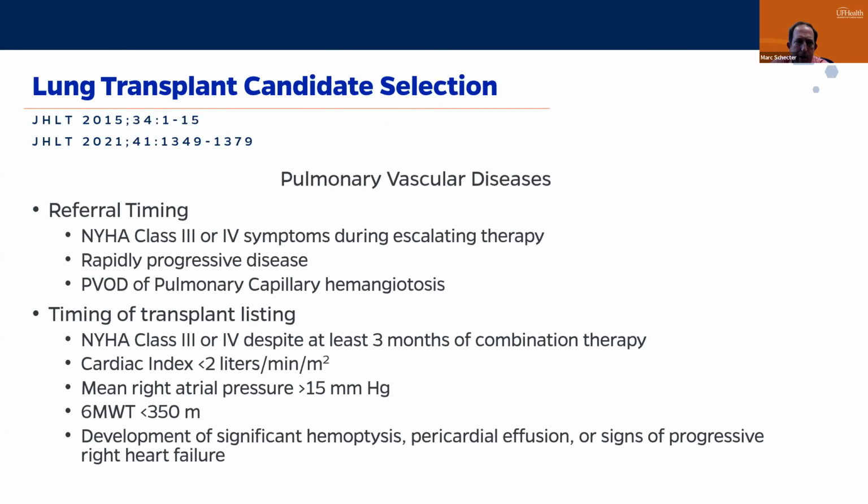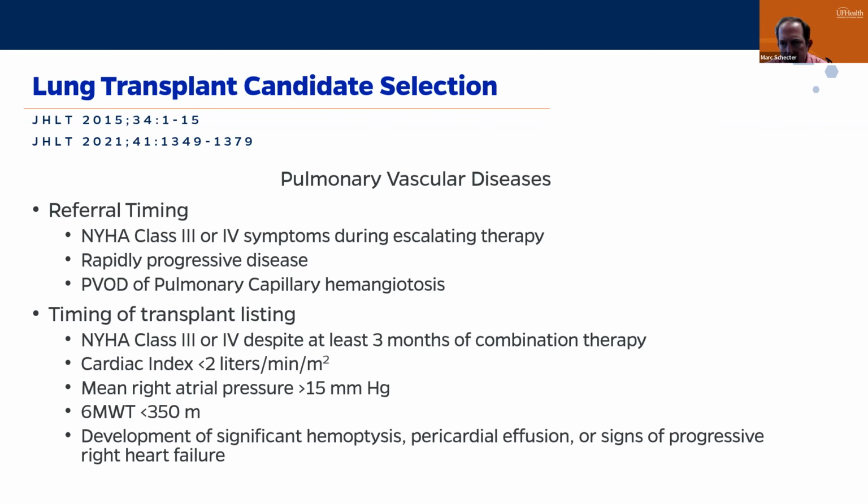So when we look at these specifically pulmonary vascular diseases, these are the kind of clinical things that we're looking at from referring physicians as far as when to refer: that they have Class 3, Class 4 symptoms, that even when they're escalating therapies, they're having rapidly progressive disease, or they have very specific diseases such as PVOD or PCH. As they go through the transplant process, the requirements for listing are slightly different, where we want to make sure that they've had at least a 3-month trial of multi-drug therapy to see if that's helped. Obviously, in some of these pulmonary vascular diseases, medication therapy may not be indicated, such as in PVOD. And we're also looking at their cardiac index, their right atrial pressures, 6-minute walk tests, and whether or not they have other clinical symptoms of progressive right heart failure and things like that.